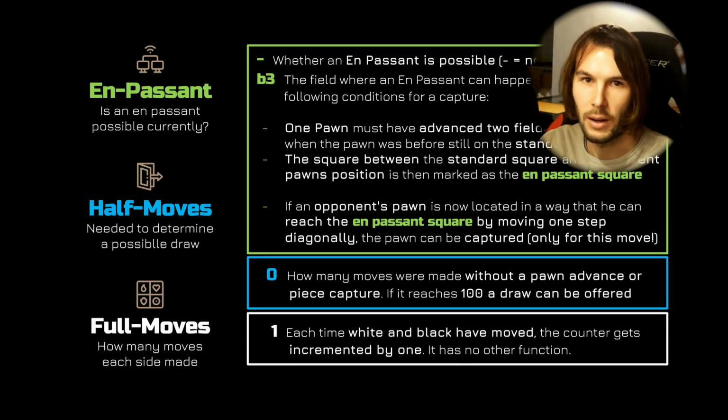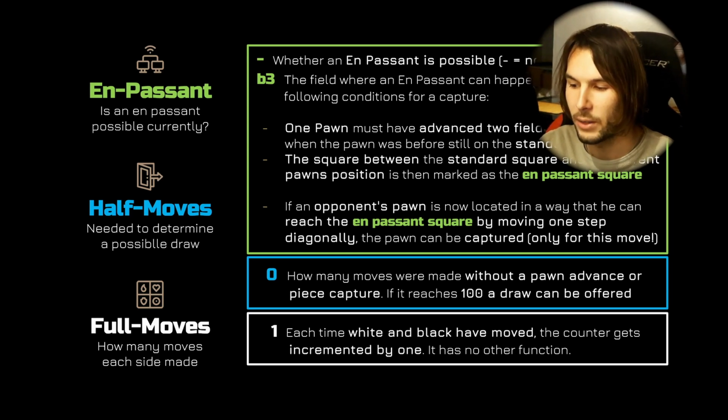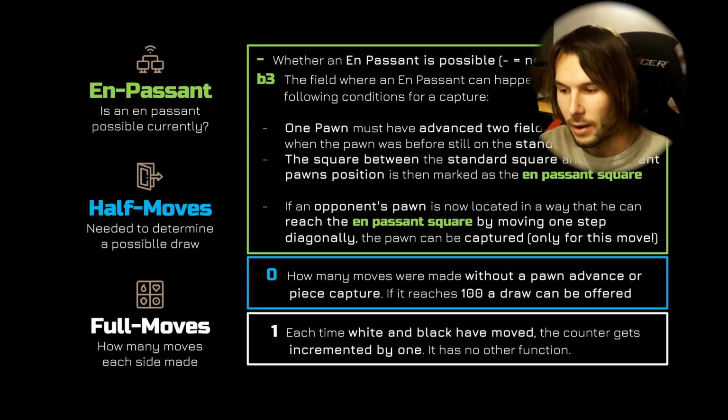So the half moves are needed to determine whether a possible draw is inside. That means how many moves were made without a pawn advance or piece capture. And if this counter reaches 100, a draw can be offered. And that counts for both white and black at the same time. So keep that in mind. The full moves instead are just incremented when both white and black have done their moves, and it can only get incremented by 1. And there is no other function. So now we know exactly how the FEN extraction works and what we can actually extract from the FEN string in total.